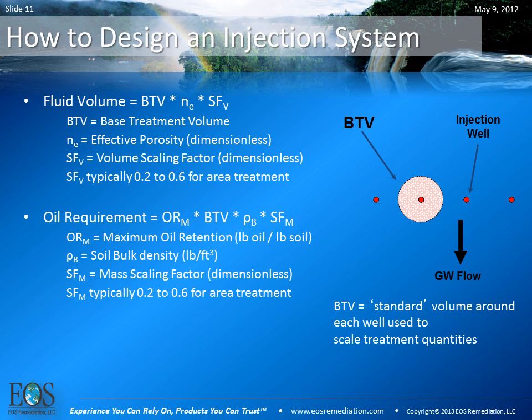When you go to oil requirements, again, this is a similar formula. Maximum oil retention is a key parameter, which is pounds of oil per pound of soil. Your soil bulk density, pounds per cubic feet. And then this is a mass scaling factor. So what's different is this is the actual ratio of the mass of oil that's injected per well to the oil required to fill all the attachment sites within the BTV. And I'll explain why these are different later on. But typically it's very similar that you could input here this unit factor between 0.2 and 0.6.